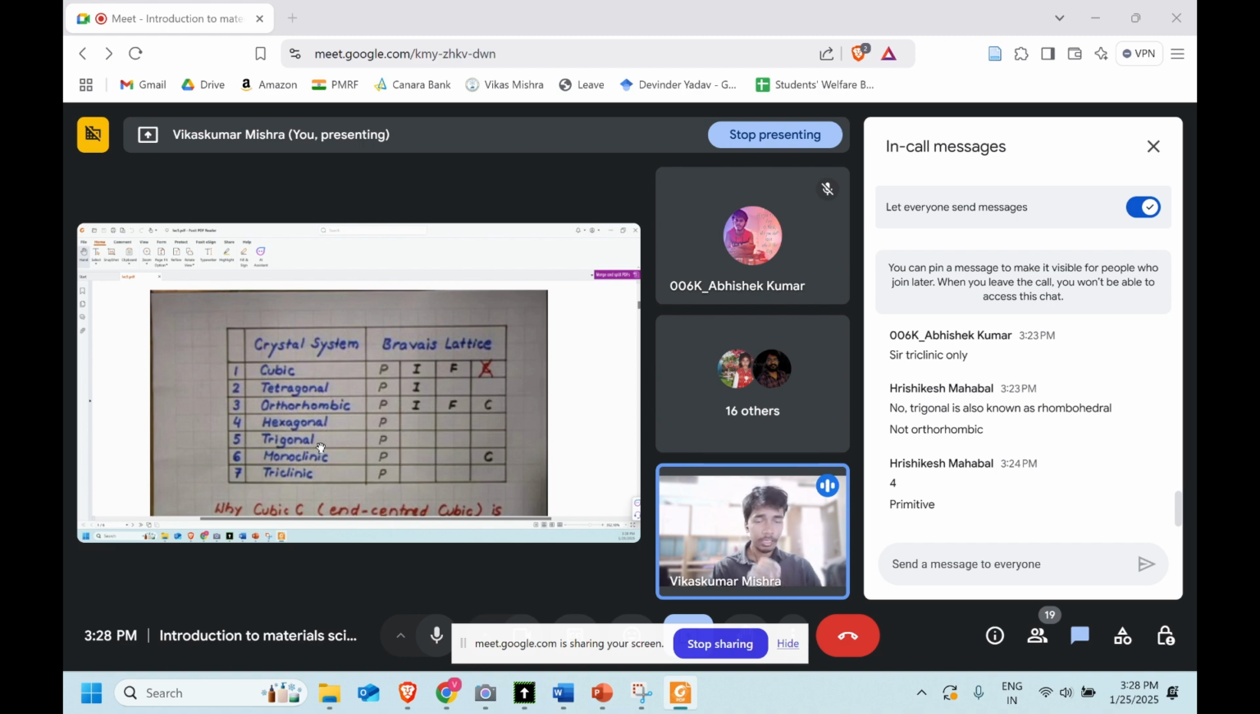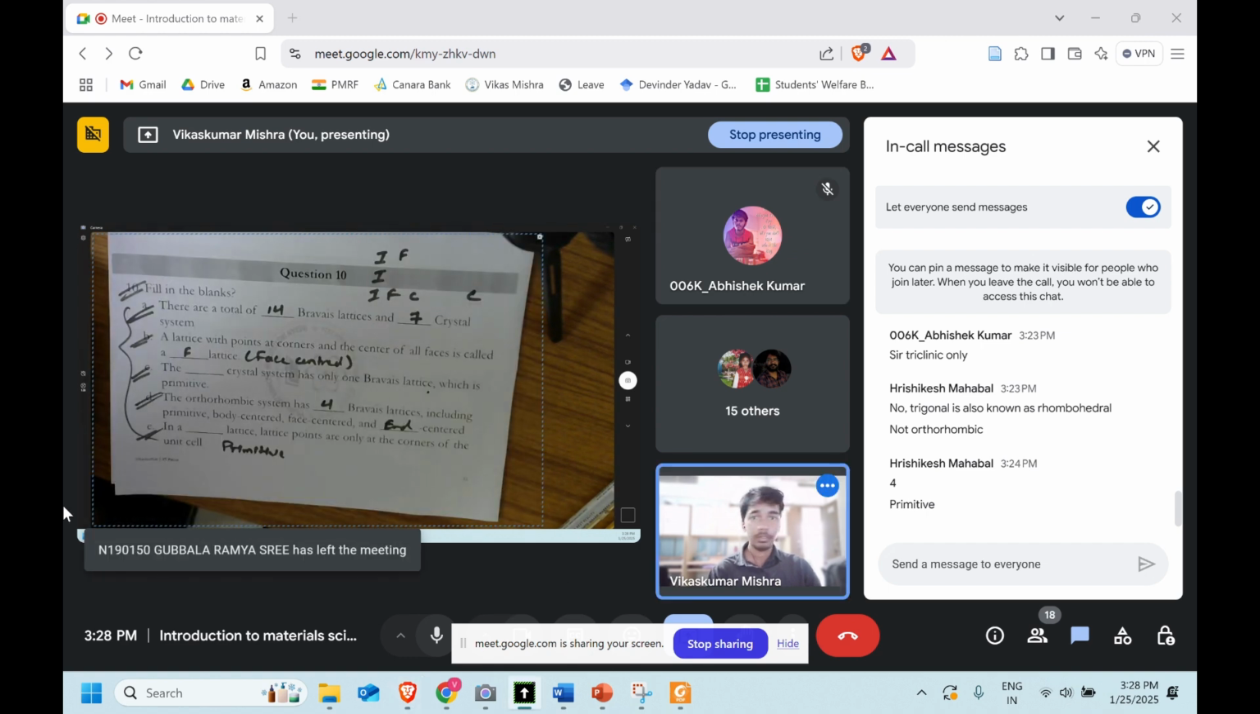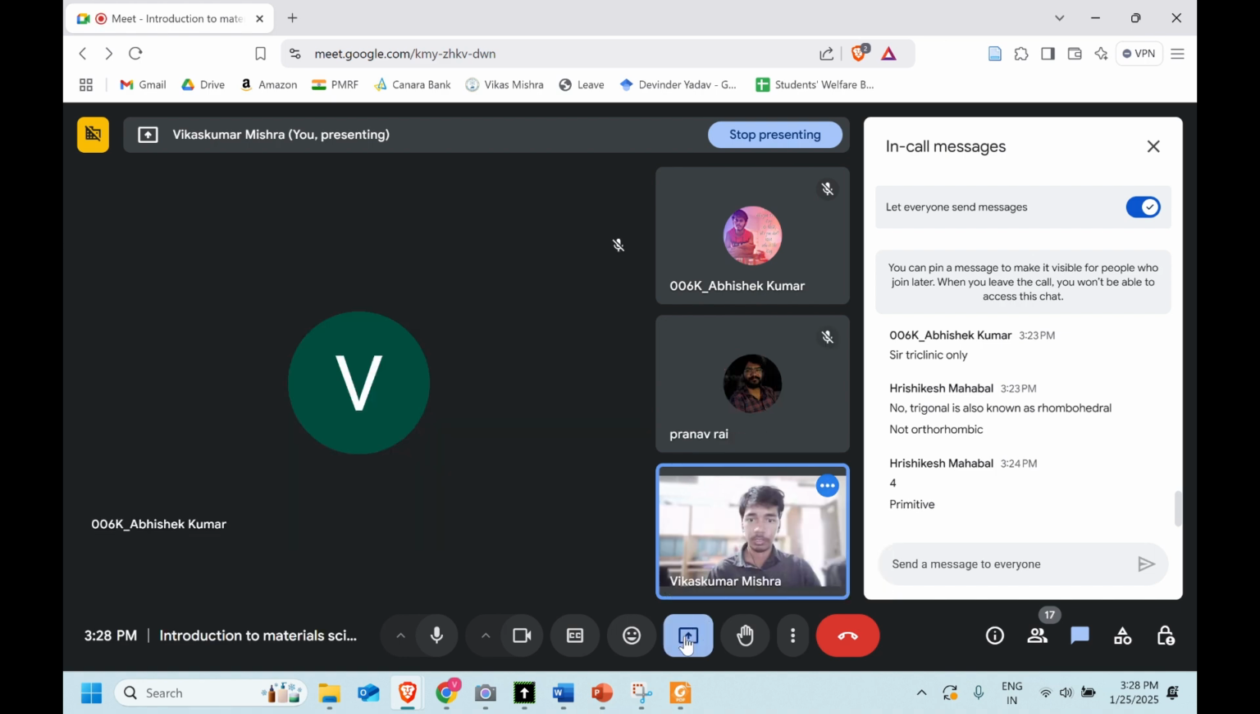The name was a little confusing for us, but it's clear. So we can see that only three, hexagonal, trigonal and triclinic, are the ones having only the primitive Bravais lattice. They are not having the body centered, face centered or end centered. Is it clear, Abhishek? Yes, sir, clear. Okay, let's start. Stop presenting.